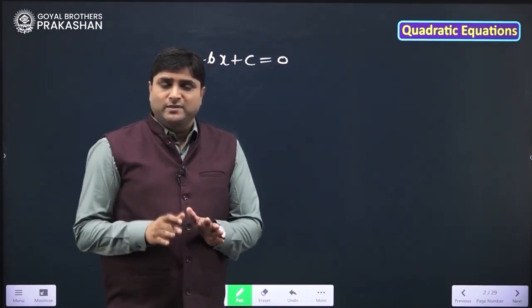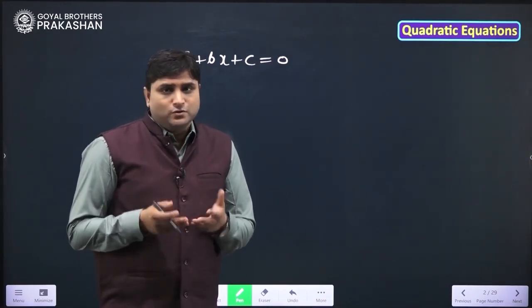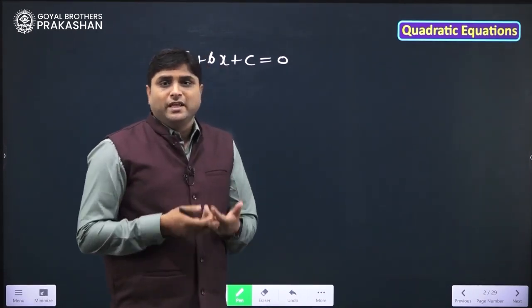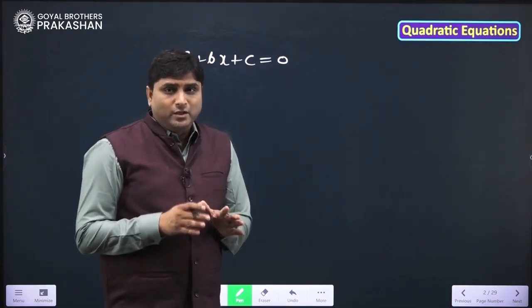ax² + bx + c is just an expression whose degree is 2, the highest power of x is 2, so it is a quadratic polynomial. And when we equate it to 0, then it becomes an equation. So if it becomes an equation, then it will be a quadratic equation.